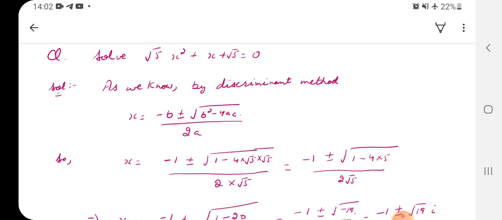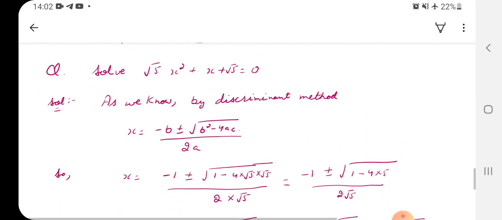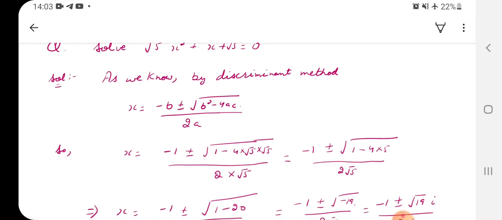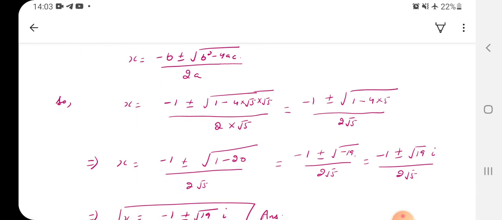You will get x will be equals to minus b plus minus under root b square minus 4ac by 2a. A is your root 5, b is your 1, c is your root 5. By comparing it to the ax square plus bx plus c equals to 0. So now substituting the value of a, b, c in the discriminant formula. So you will get x equals to minus 1 plus minus root of 1 minus 4 times root 5 into root 5. So you will get minus 1 plus minus root of 1 minus 4 into 5. Root 5 into root 5 will be 5. So it will be 1 minus 4 into 5. So you will get what?